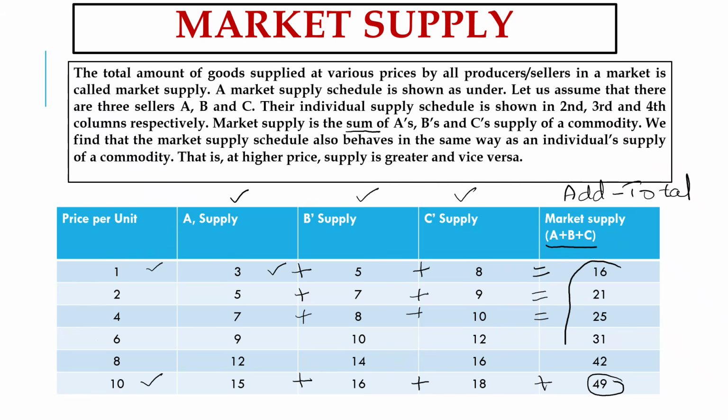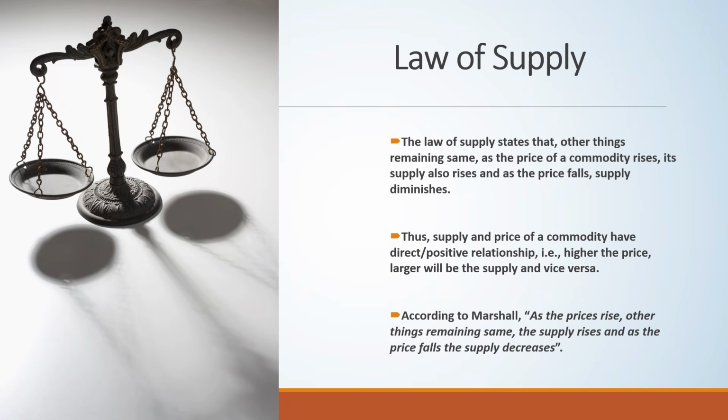How do we get a market supply? We just add, we do the total, we add A plus B plus C. So here you can see it is behaving in the same manner. When the price is 1, the supply is 16. When the price increases to 10, the supply increases from 16 to 49. So here you can see when the price increases, the supply also increases. When the price decreases, supply also decreases, which shows that there is a direct relationship between price and quantity supply.